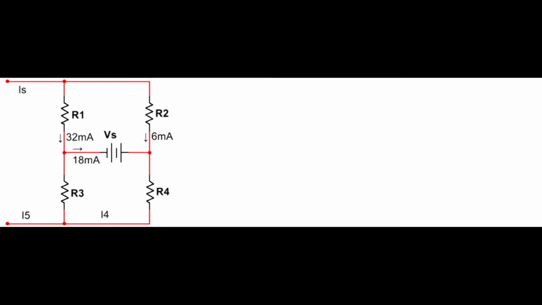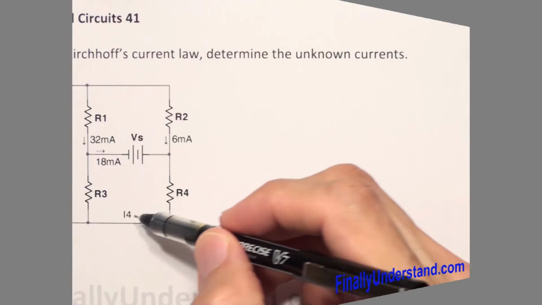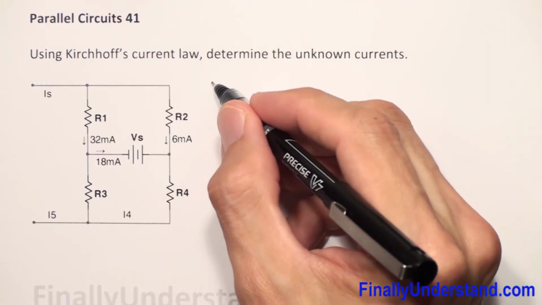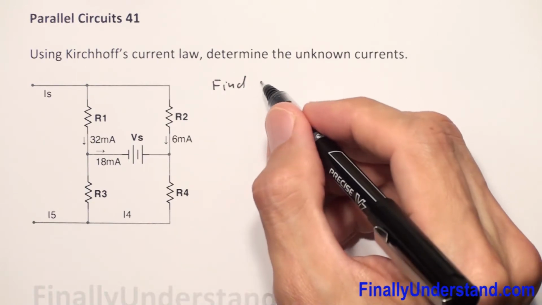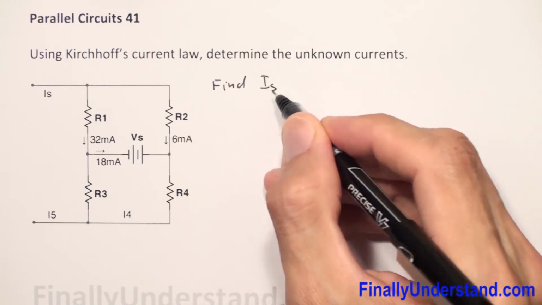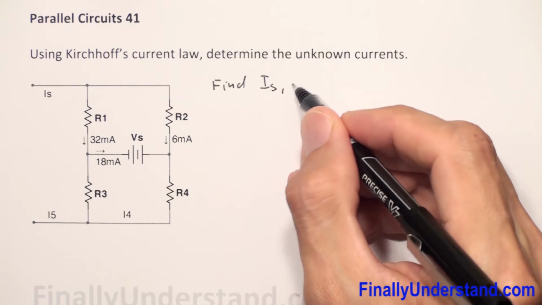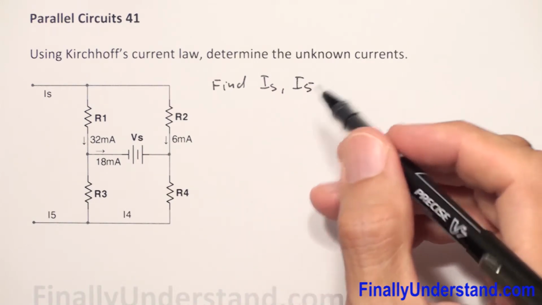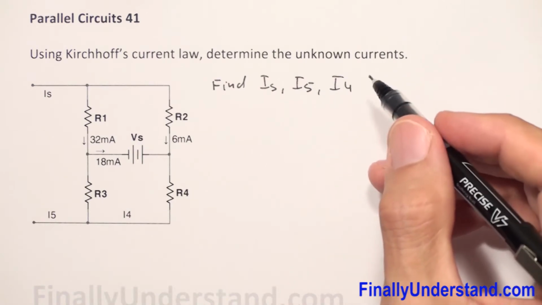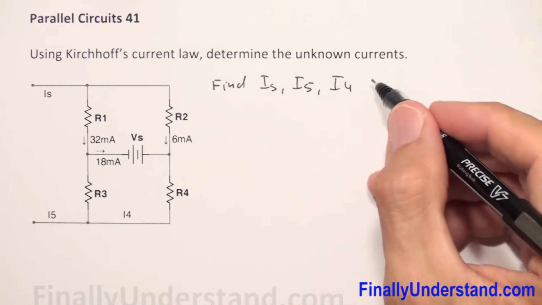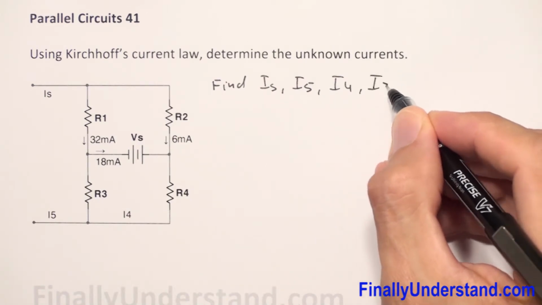Let's take a look at this example. We're supposed to find IS and I5. We're supposed to find I4. So let's write this down. Find, okay, and we have IS. We're supposed to find I5. We're supposed to find I4. Okay, and we're supposed to find I3.